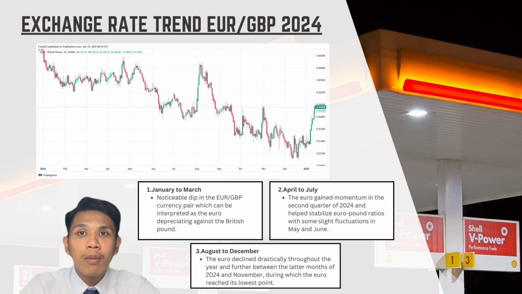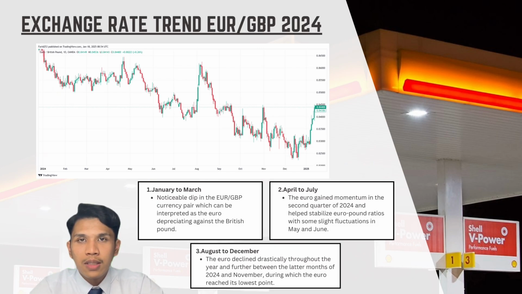Next, the euro gained momentum in the second quarter of 2024 and helped stabilize the euro-pound ratio with some slight fluctuation in May and June. Central bank policies, ongoing geopolitical tensions, or the dynamic nature of the global energy market might have been some factors responsible for this volatility. This mix, along with the euro-pound mix, will have added additional unpredictability for Shell's foreign currency interaction, greatly increasing the complexity of the intra-company transactions.